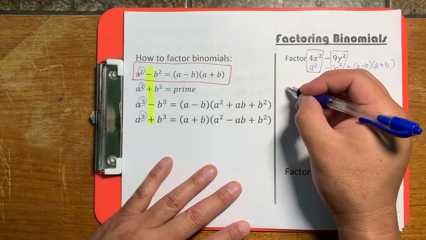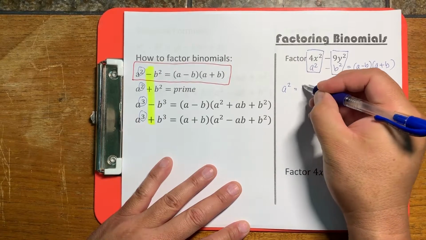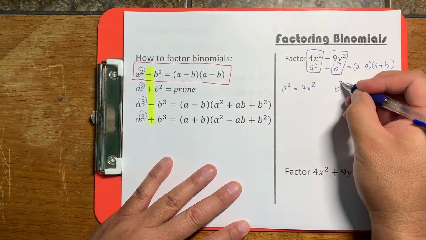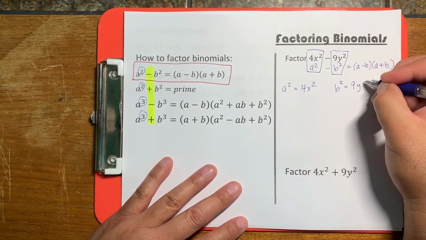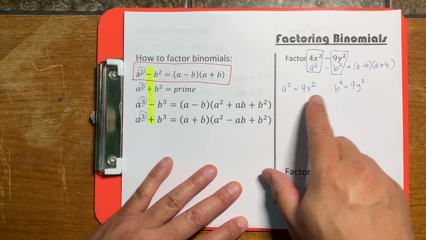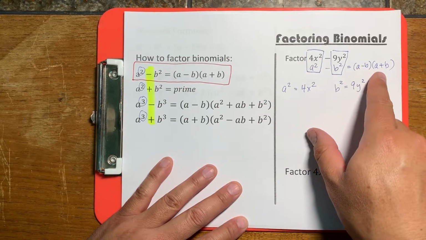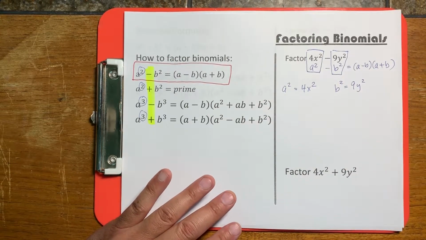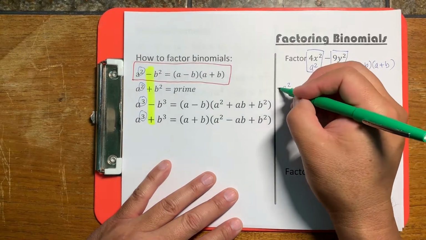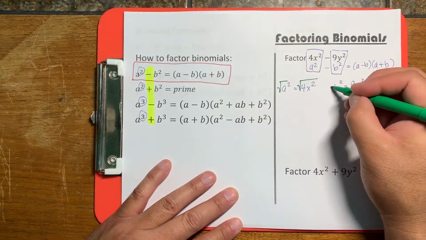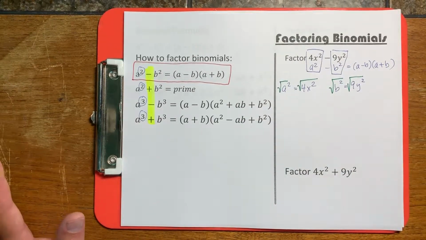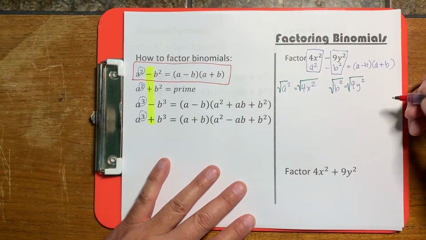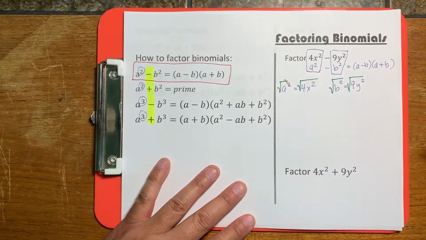Now, let's line these up horizontally. A squared is equal to 4x squared, and b squared is equal to 9y squared. Now, our goal is to find a and b so we can put it in this formula and finish this problem. Now, to get rid of the square, I square root both sides. Anything you do to one side, you do to the other. Now, the nice thing about this is that this square root will cancel out that square. This square root cancels out that square.